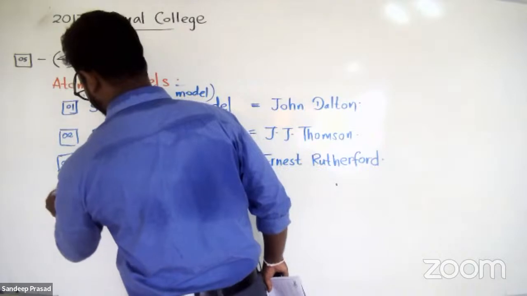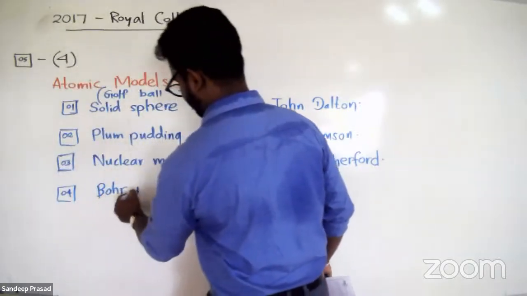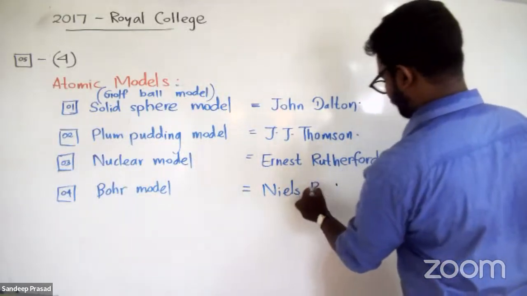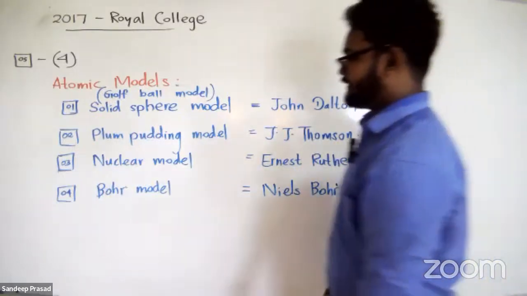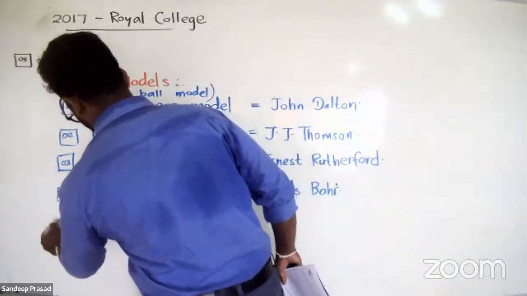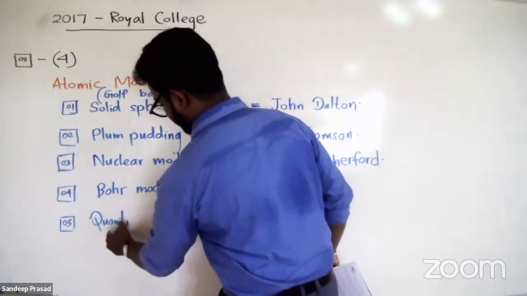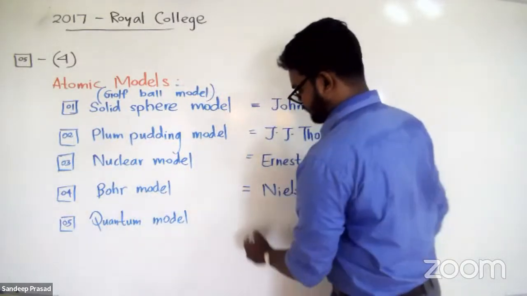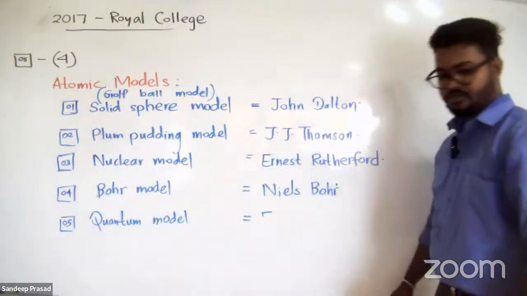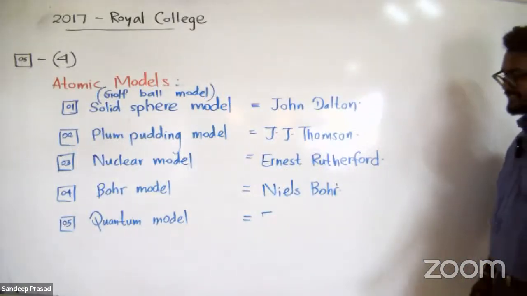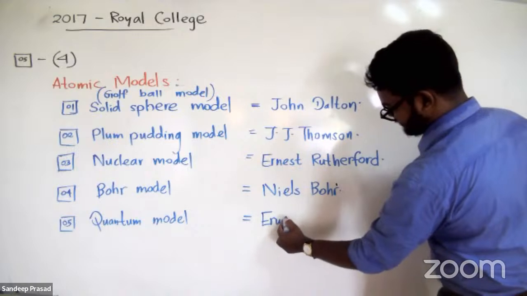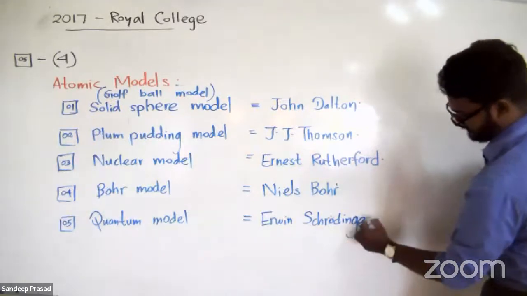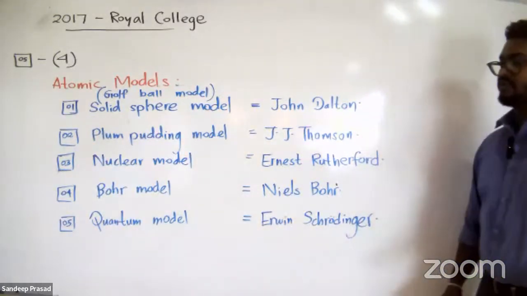Number four is the Bohr model. If not, we can call it the energy level model. Bohr's model was introduced by Niels Bohr. And currently, in modern science, we accept the quantum model, or else we say the electron cloud model. Quantum model, if not electron cloud model. Who introduced that? Erwin Schrödinger. Right? So these are the acceptable atomic models.